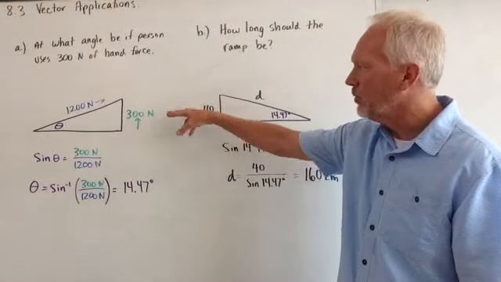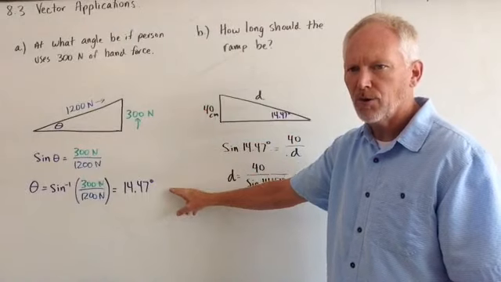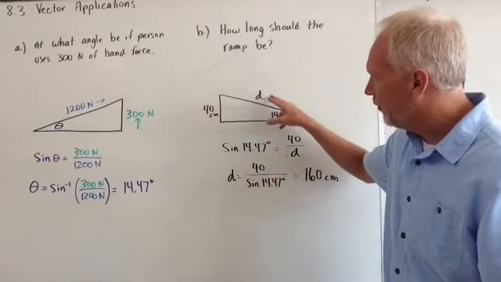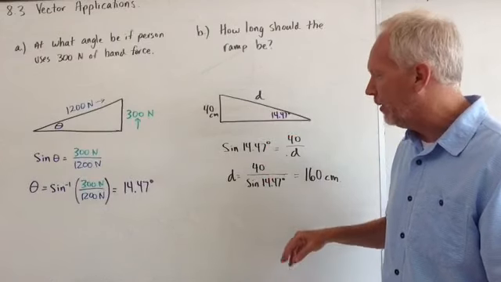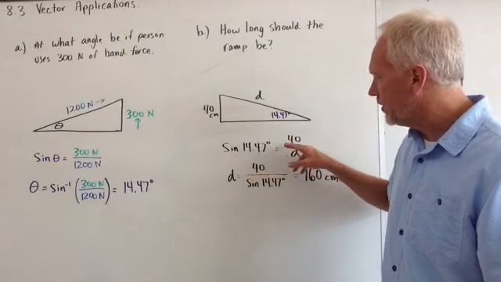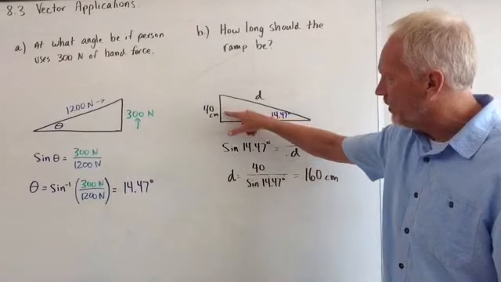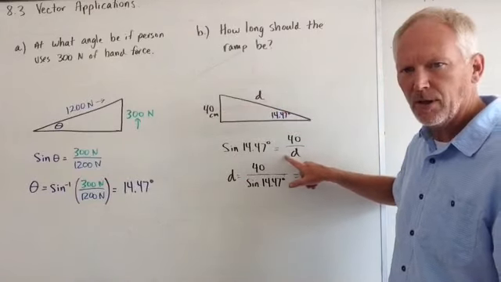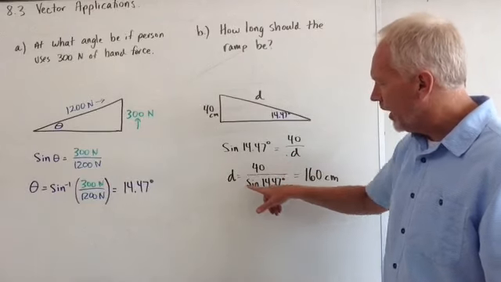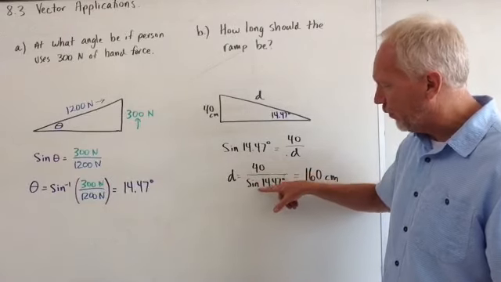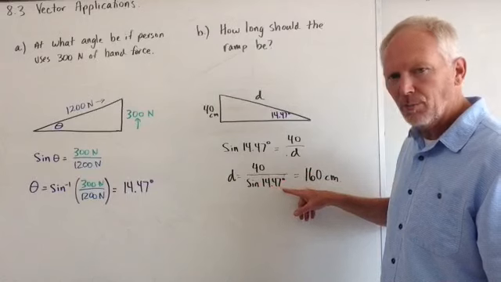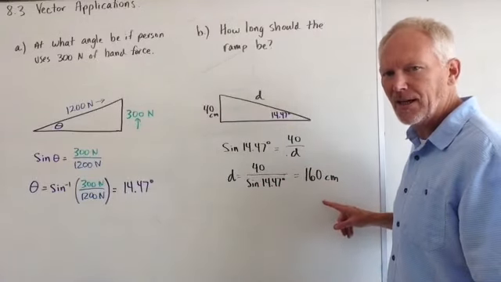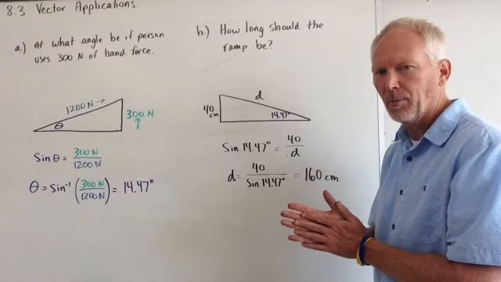We've compared newtons to get our 14.47 angle, and now we're going to find the d, or the distance of the ramp. So, sine of 14.47 degrees is opposite over hypotenuse, or 40 over d. It looks like point D, but that's just a chip in my board. So D then rearranged is 40 divided by sine of 14.47 degrees, and that leaves us 160 centimeters long for the ramp.